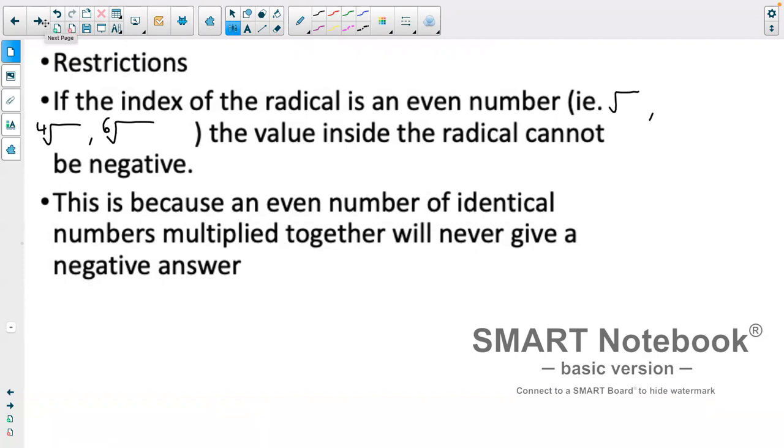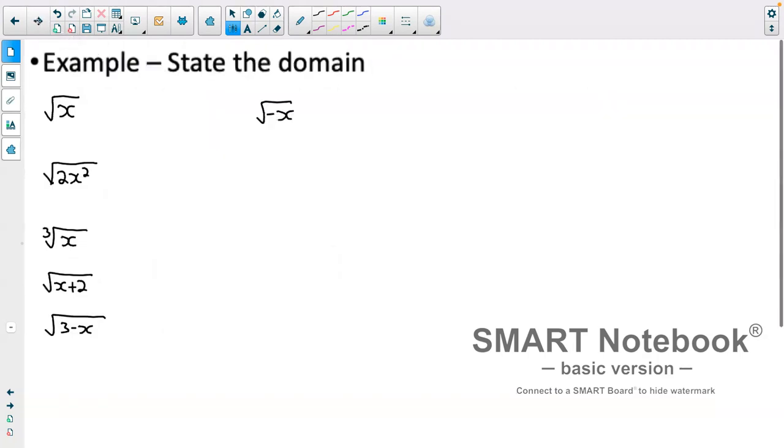So most of our restrictions are based off of the fact that we cannot have the negative inside the root, which means our lowest possible number inside our root is 0. So we're basing our restrictions off of that. So for example, state the domain. The first one we have square root of x. So this one's fairly straightforward. Our domain will simply be x has to be equal or greater than 0 because that prevents us from having a negative inside of here.